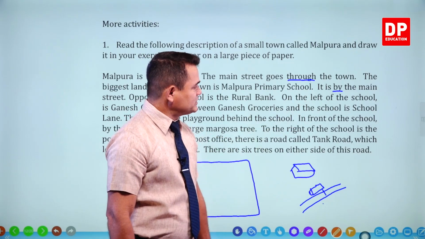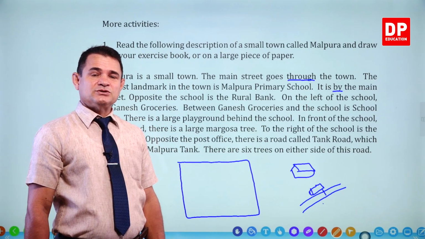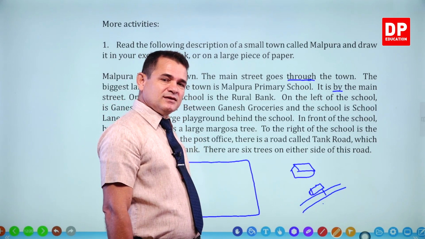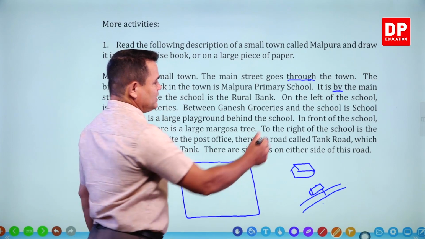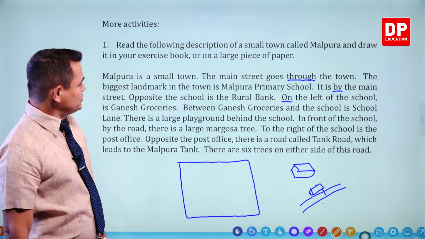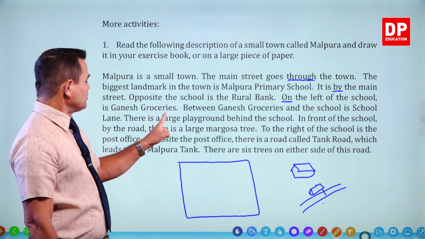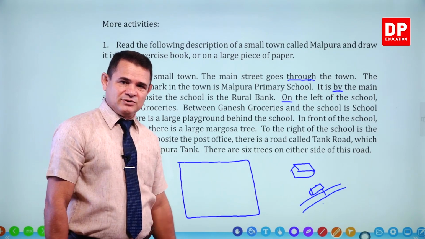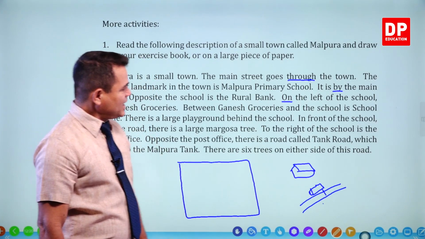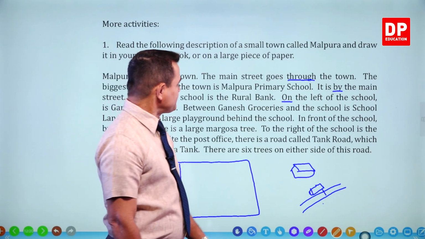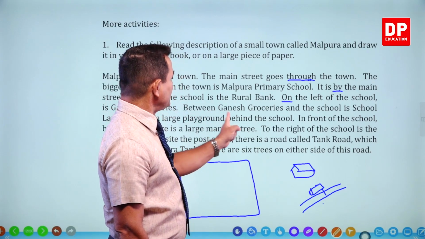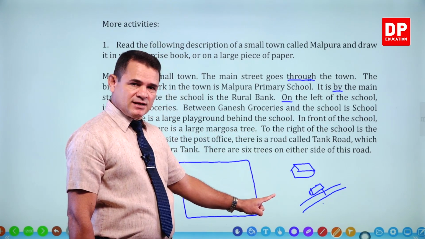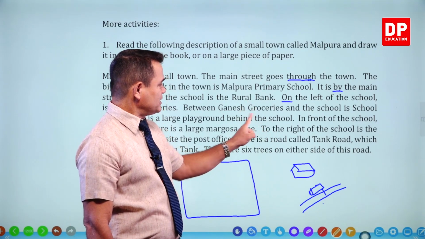On the left of the school, is calling one පැත්තේ. So now if you think this is the school and its left side, on the left, we learned this preposition. On the left of the school is Ganesh Groceries. එහෙනම් Ganesh Grocery එක ඊට one පැත්තෙන් අඳින්න ඕනේ. And the school is between Ganesh Groceries and the school. Ganesh Grocery එකයි school එකයි.